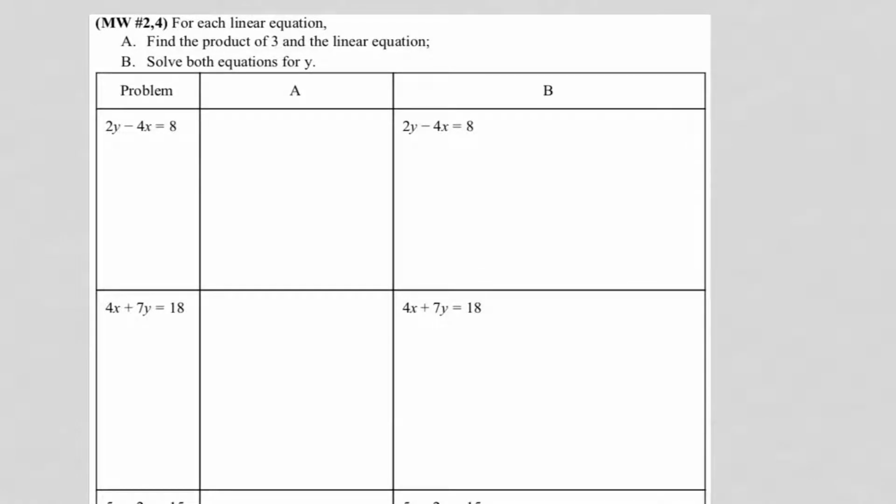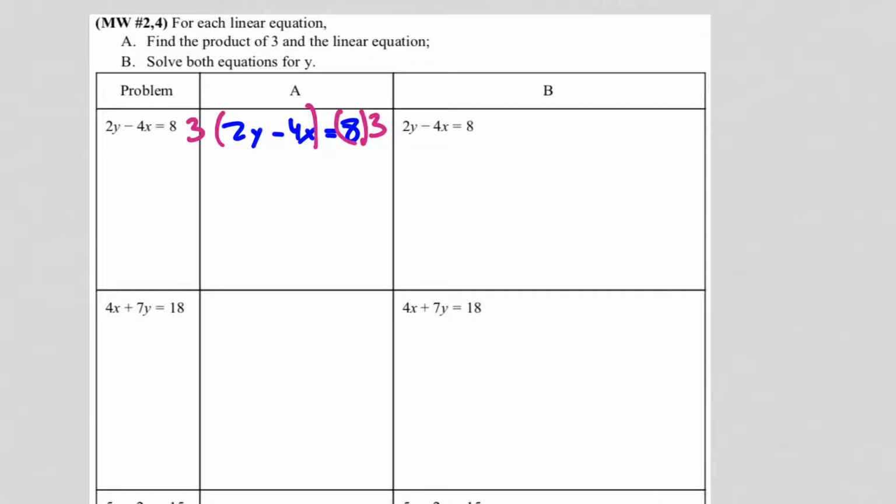So in 11.4, we take system of equations, and using the elimination method, now we're going to combine one other factor, and that is multiplication. So to prepare our minds for what we'll be doing, let's take a look at what happens when we multiply a particular linear equation by 3. So if I take this line, 2y minus 4x is equal to 8, and I multiply both sides by 3.